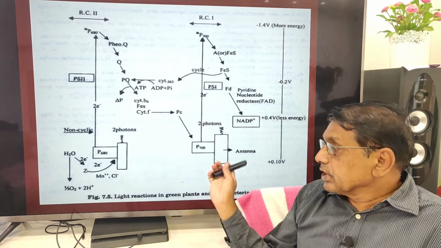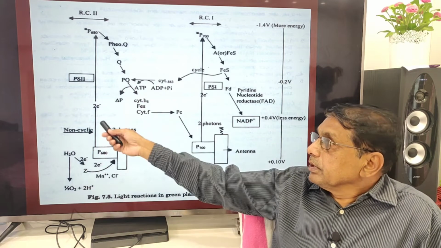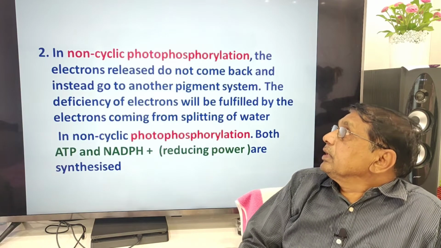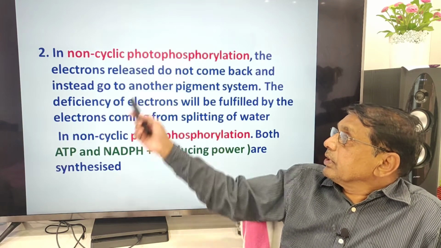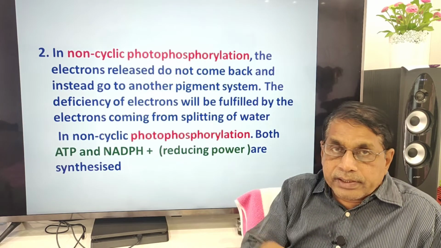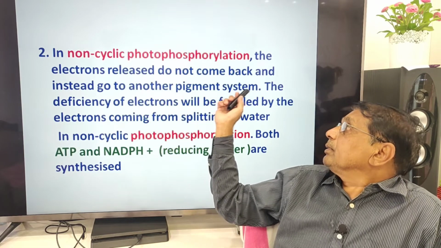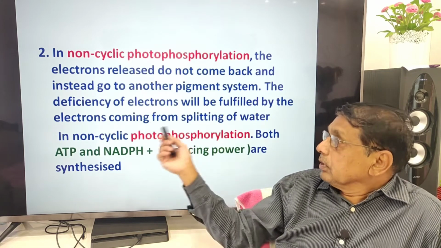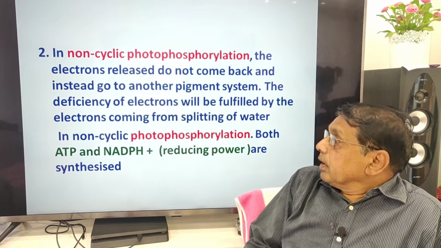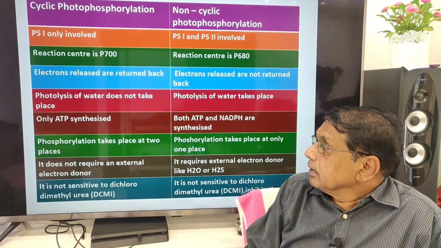This is the Z scheme, accepted by this. In non-cyclic photophosphorylation, the electrons released do not come back. In cyclic they come back, but in non-cyclic they do not come back and instead go to another pigment system. The deficiency of electrons will be fulfilled by the electrons coming from the splitting of water.